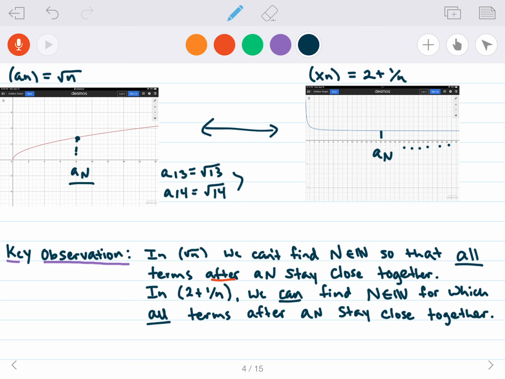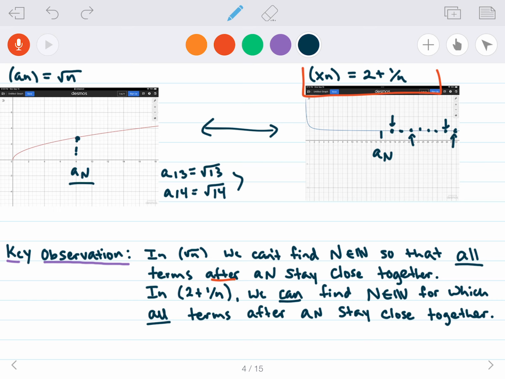So going back to our convergence example, the point is that all of these terms after a sub capital N are going to be very close to each other, not just the consecutive ones. Again, I'm drawing this in a discrete way, even though the function that I had to begin with was continuous. But anyway, this guy right here is very close to this guy, right? And this guy right here is very close to this guy, and so forth. So all pairs of terms after a sub capital N are close, not just consecutive ones like we have here.